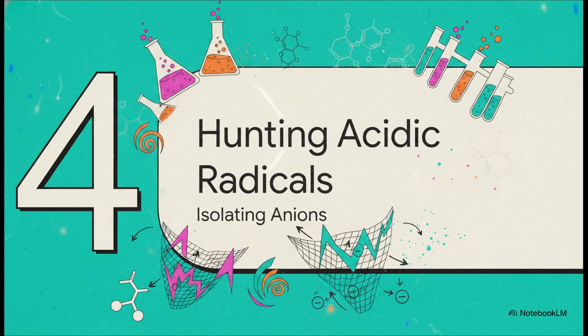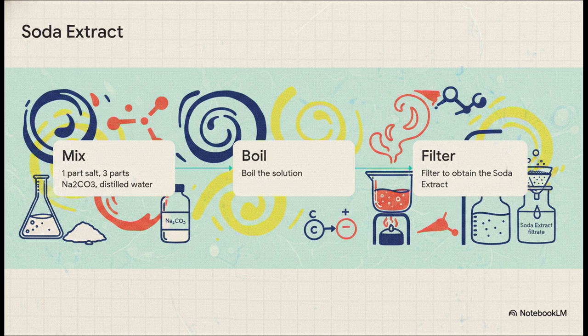Let's isolate those anions. So here's the problem. Heavy metal cations can actually photobomb or completely mask the reactions of our acidic suspects, basically ruining the test. It's super frustrating. But we have a brilliant tactical workaround, the sodium carbonate extract. By following this rigorous 3-step protocol, boiling the salt with sodium carbonate, we literally force the basic radicals to precipitate out. That leaves us with a totally clean, clear soda extract containing only our acidic suspects.